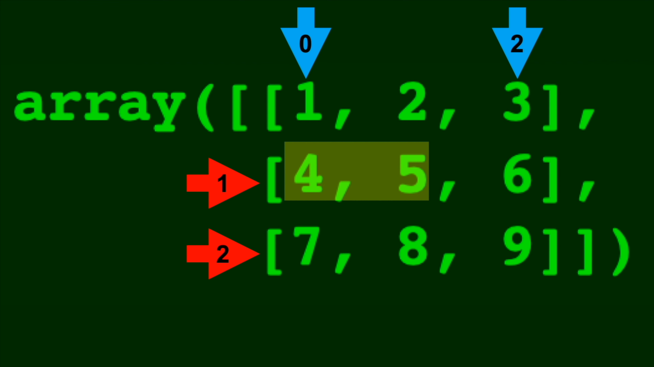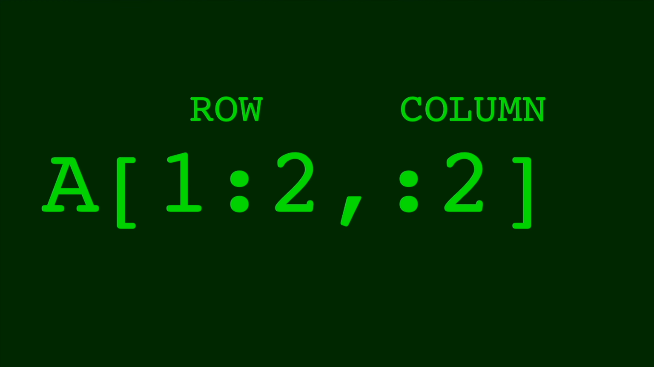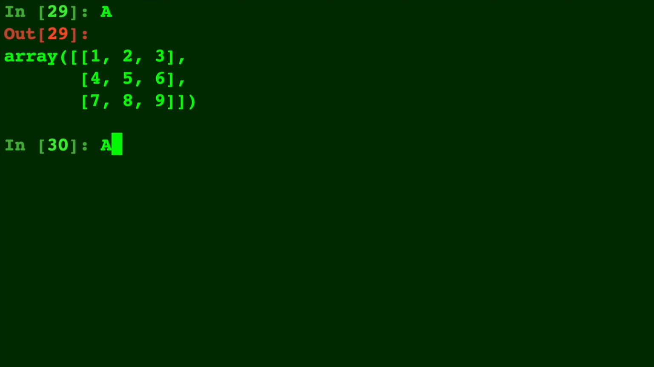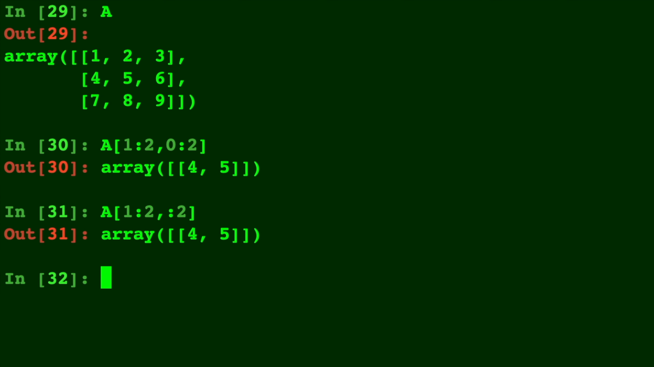So if we want to get just that 4 or 5, we simply type row 1, colon 2, column 0, colon 2. And by the way, you actually don't need to put that 0 because NumPy assumes you're always starting from the beginning. So you can omit that and it will give you the exact same thing. Let's look at this in code. So A of 1, colon 2, comma 0, colon 2 gives us an array of just 4, 5. And if we omit that 0, 1, colon 2, comma, colon 2, we equally get 4, 5.